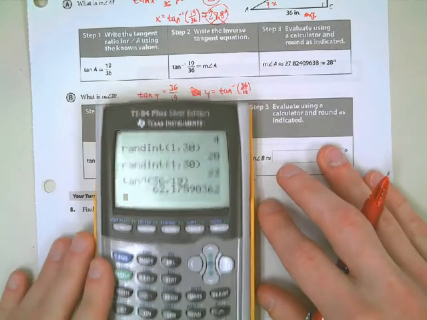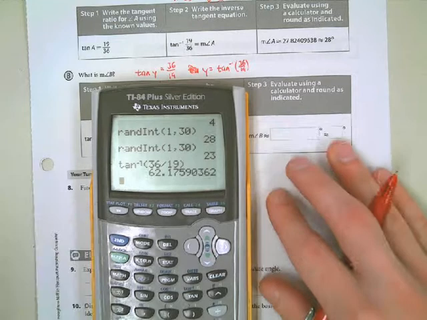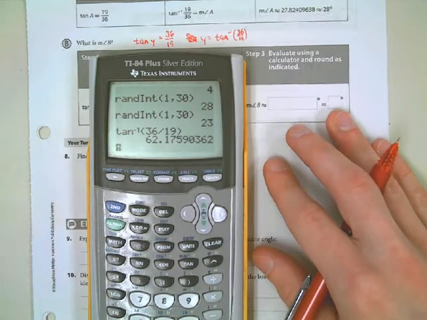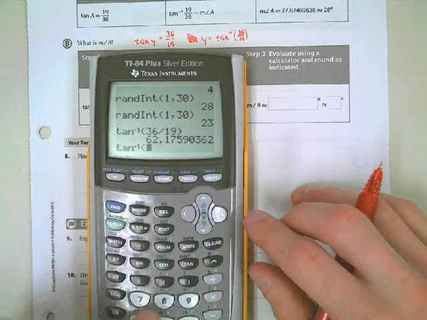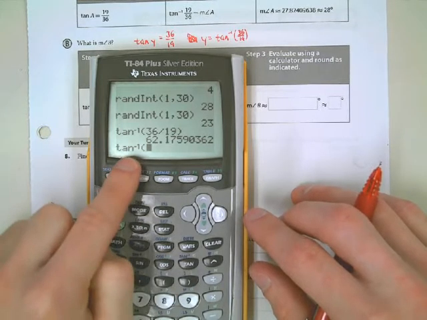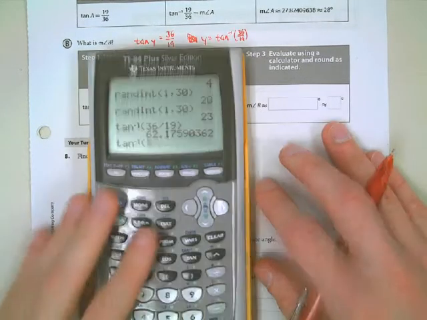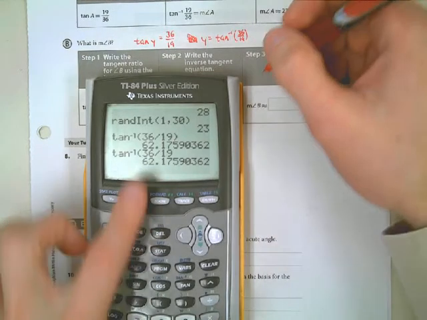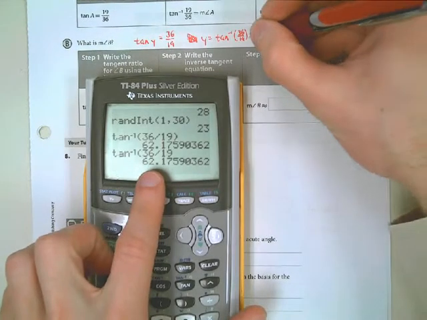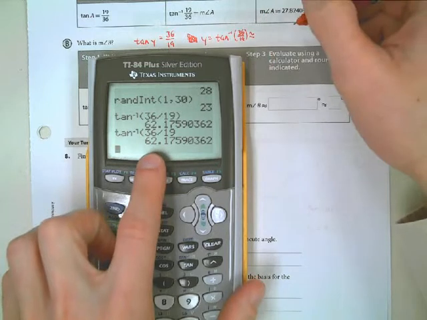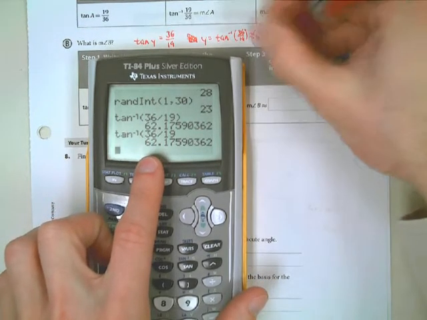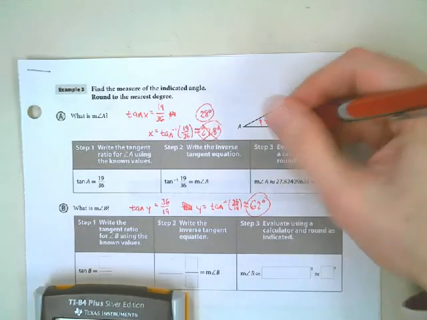Okay, so you press second, the blue button in my case, yours is yellow, and then the tangent button, and that gives you the tangent to the -1, or the tangent inverse command. 36 divided by 19, boom, 62. Actually, we want the nearest degree, so what should we round that to, Taylor? Thank you. 62 degrees, that's right. So this one was 28, and this one was 62.